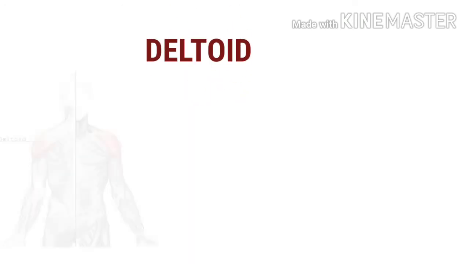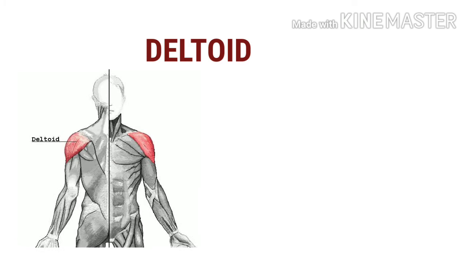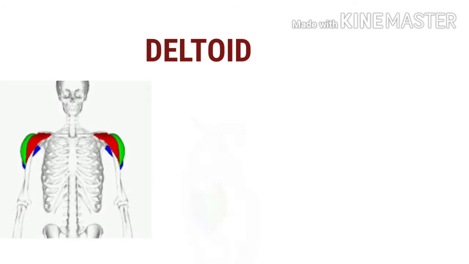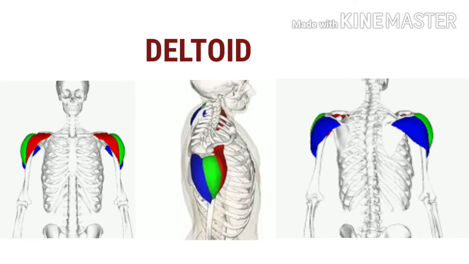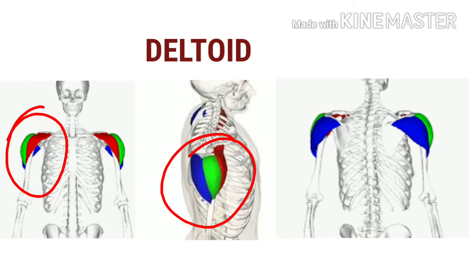Okay, so the first muscle of the scapular region is the deltoid muscle. The deltoid is shaped like an inverted triangle and it can be divided into 3 parts: anterior, middle and posterior. Here is the anterior part of the deltoid, the middle part and the posterior part.